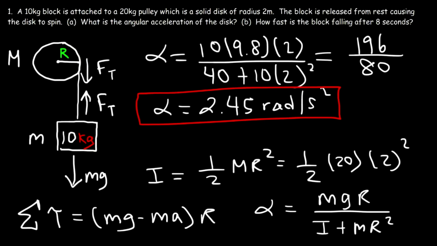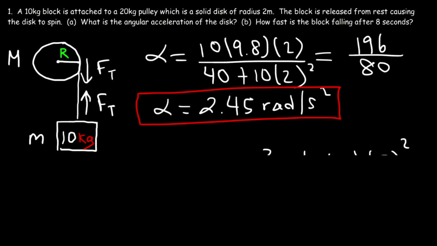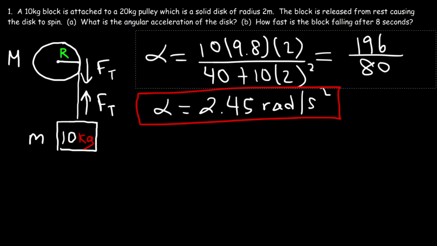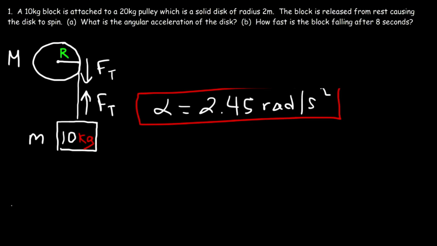Now what about part B? How fast is the block falling after 8 seconds? So how can we find that answer? Well, the first thing we need to do is calculate the linear acceleration of the disk. If we could find that, then we could find out the acceleration of the block as it falls down, because they have to be the same, because they're attached to a rope. And so they're going to move at the same rate.